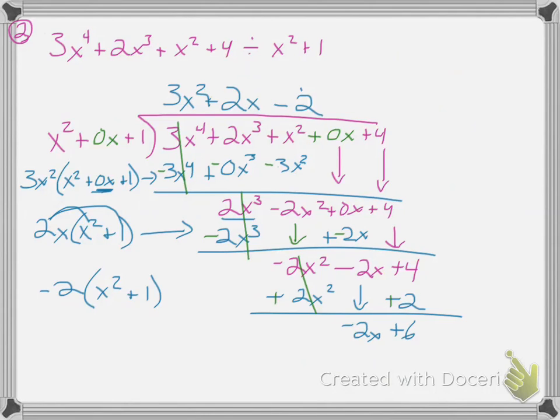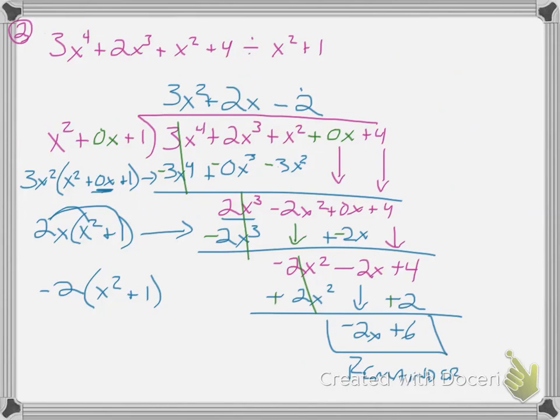Because now I have this leading coefficient is a quadratic term, an x squared. This one is a linear term, just the x. And the one I'm dividing by is larger. I can't get the x squared to become x. That means I'm finished. And this part is my remainder.